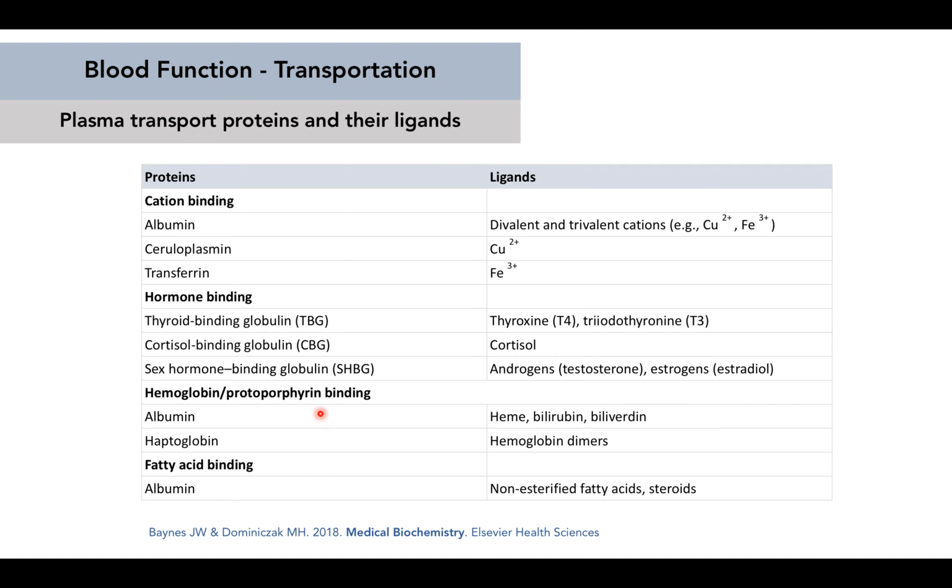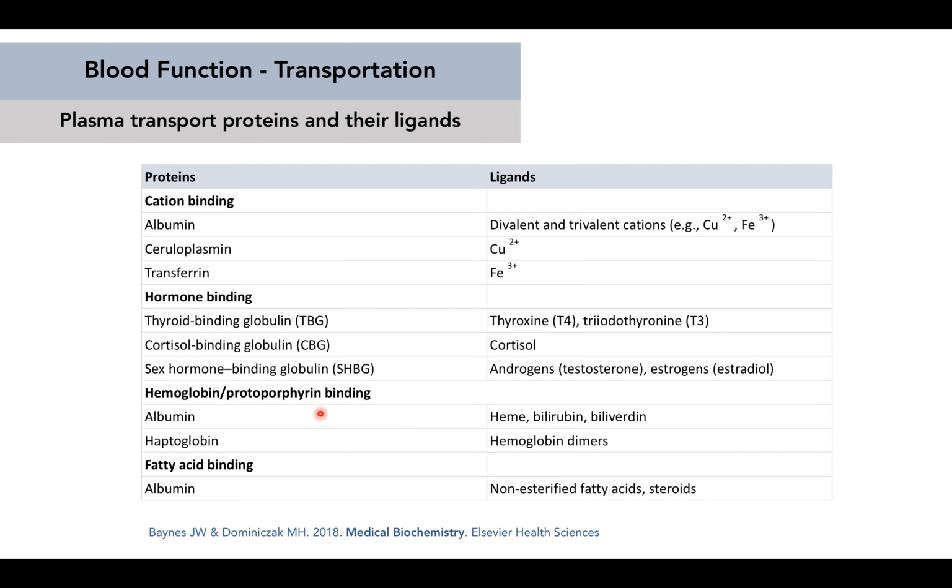Okay, now that we've talked about the components of blood, which are the cell and the plasma component, we'll now talk about the individual functions of blood, mainly transportation and hemostasis. When we talk about transportation, the first thing we need to touch on is the role of proteins in transportation within the blood.